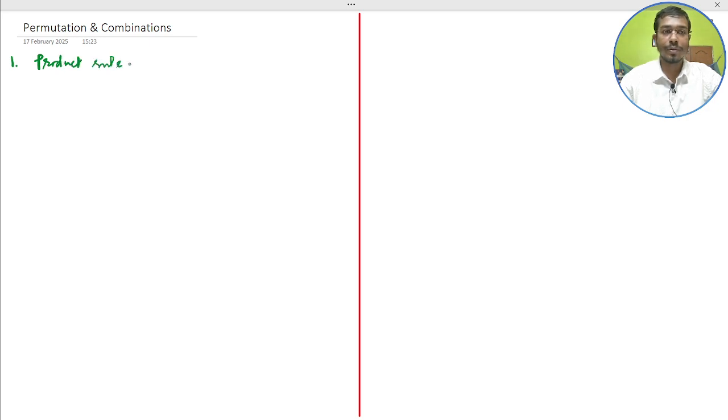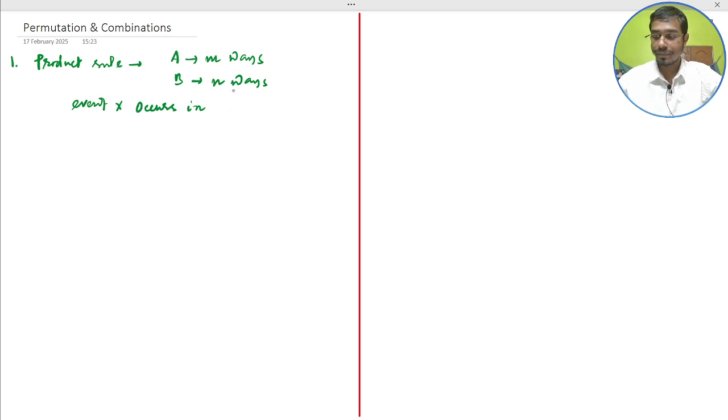The product rule says that if some operation A can be carried out in M ways and operation B can be carried out in N ways, and if an event X is decomposed into 2 stages A and B, then the event X occurs in M cross N ways.